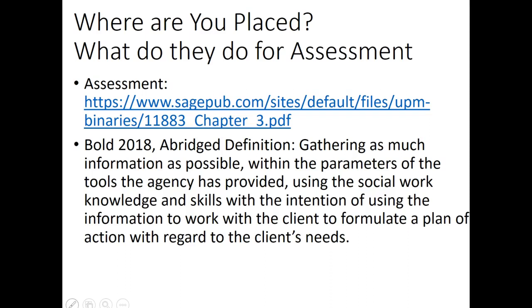So basically what you're doing is you're going to get information from the client, and you and the client are going to then make some decisions about whether the client is suitable for that agency, whether they need additional help that your agency isn't able to provide, or what your agency can provide them that you have to offer. So basically, you're assessing this client to see if your services are appropriate for the client.